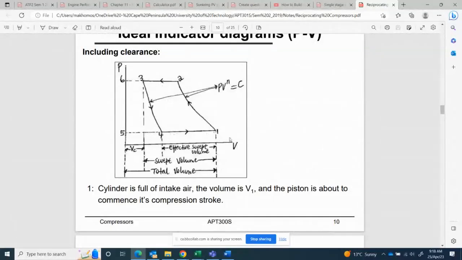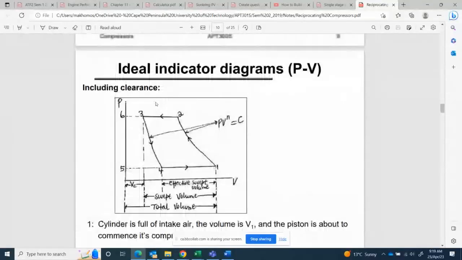When you talk about the induced volume, or the volume of air entering the cylinder, it is V1 minus V4. The volumetric efficiency of a compressor is V1 minus V4 divided by V1 minus V3. I will explain that again when we start solving the questions. So this is the indicator diagram.